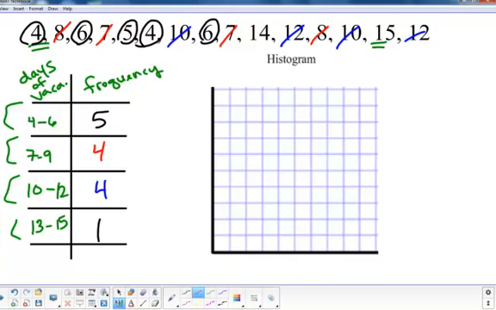So our bars, this would be 4 to 6, which means 7 is going to go here. That would mean 10 goes here, 13 goes here, and 16 goes here. In a histogram, our bars touch. Our frequency goes up to 5. Let's go ahead and label this.